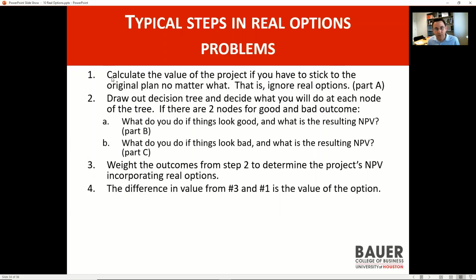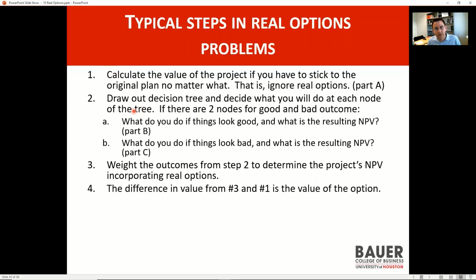Typically, for part A of a problem, we'll calculate the value of the project ignoring options. Like the quiz problem for this week. You calculate it doing what we would normally do. You calculate the expected value of it if you're just sticking to the plan. Come hell or high water, you just stick to the plan. What's the NPV? That's usually part A of the problem.